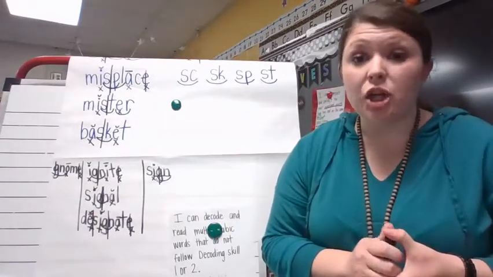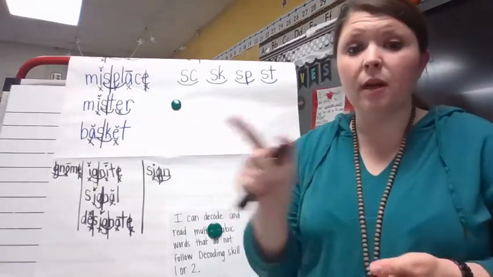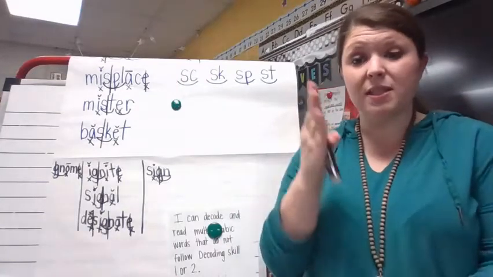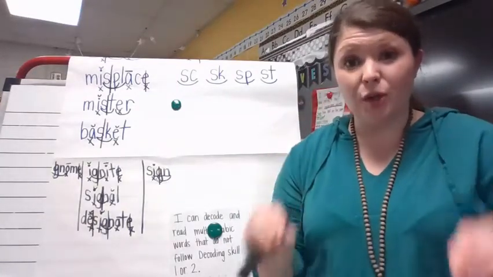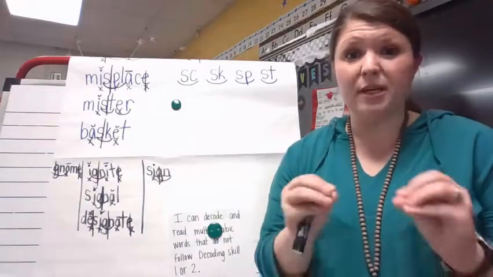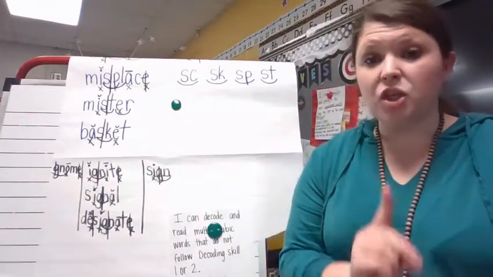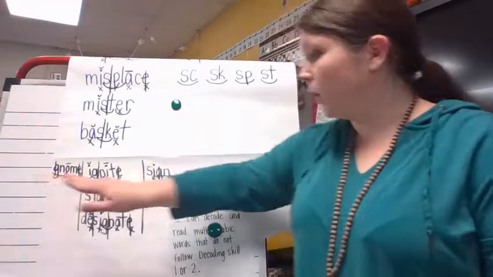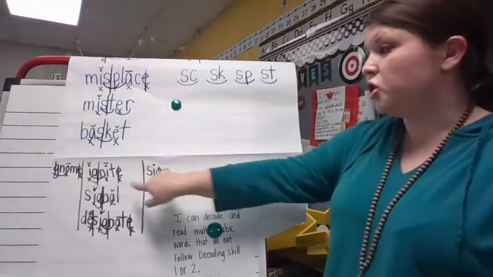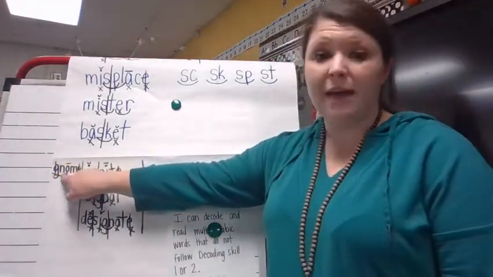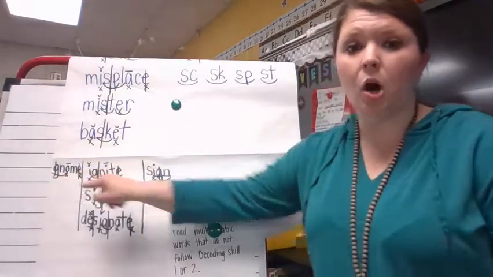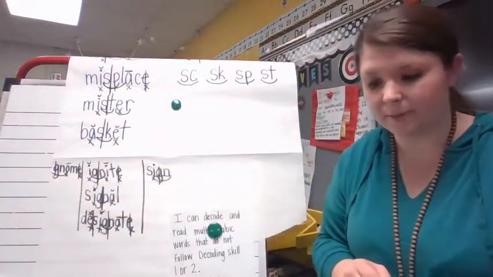All right, so whenever G and N, that digraph, comes in the middle of the word, we are going to split it into the two separate sounds. But remember, if the GN digraph comes at the beginning of the word or at the end of the word, the G is silent, and those letters together say N, like in the word gnome and sign, okay?